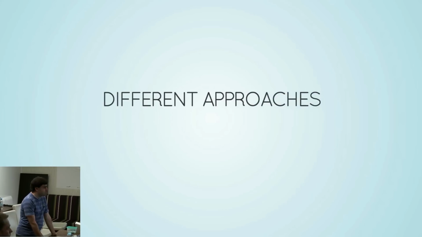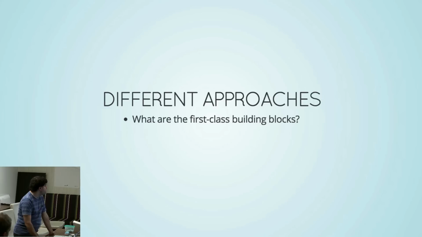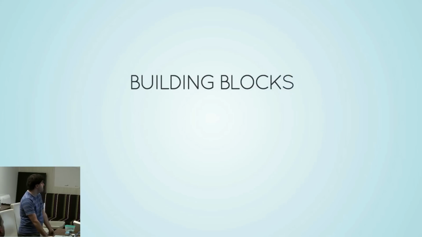So what is the design space for FRP systems? There are really two main aspects of it, and they are not going to be very surprising. First of all, we have choices for what the main building blocks are, and we have also choices about the means of combining them. No surprises here so far.